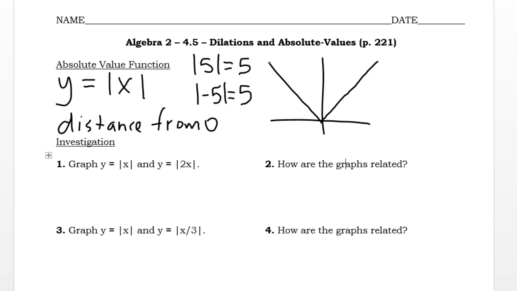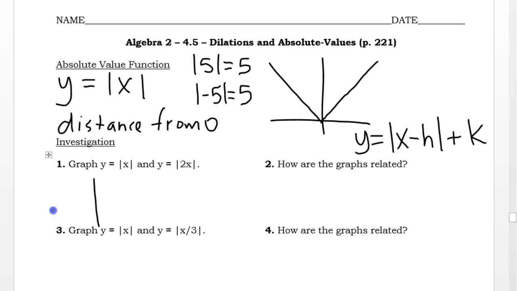We can translate the absolute value graph just like we have been doing, by subtracting our horizontal component to go to the right or adding to go to the left inside the function, and then we can add or subtract outside the function to translate the graph up and down. The new transformation we're going to talk about is dilations.